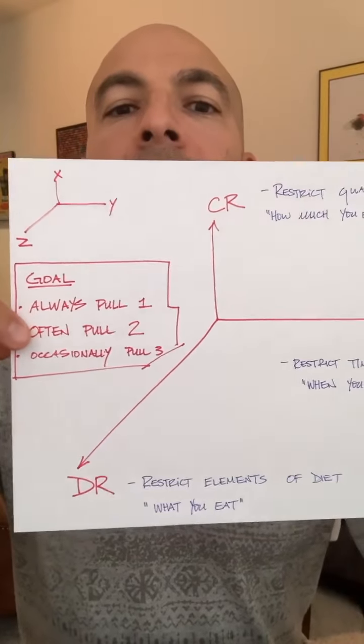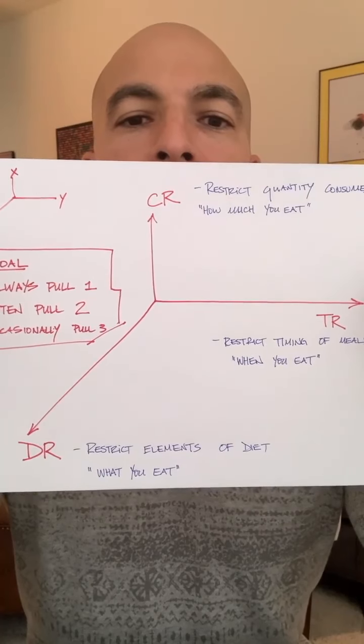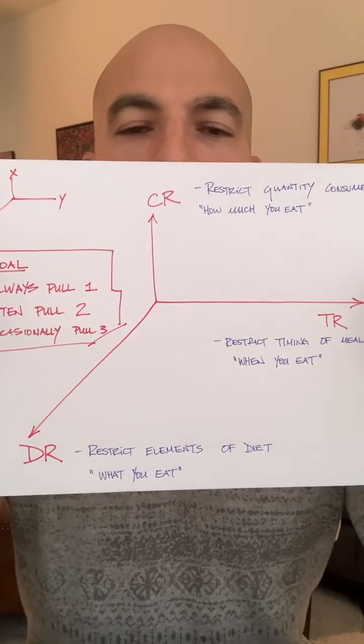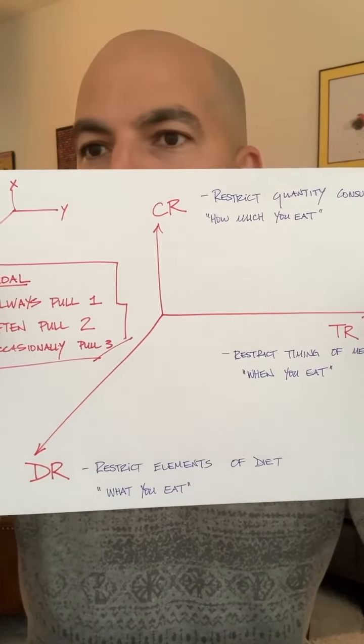So if you think of three axes or three levers, like an X, Y, Z axis, instead think of CR, DR, and TR. And that basically becomes the three things that you can manipulate. So let me walk you through this. So you have three axes, as you can see: DR, CR, and TR. So DR is restricting some element within the diet. So if you want to restrict carbohydrates, restricting animal protein, restricting fat, whatever that is, that would be a form of DR, or dietary restriction. So that's the what you eat part.